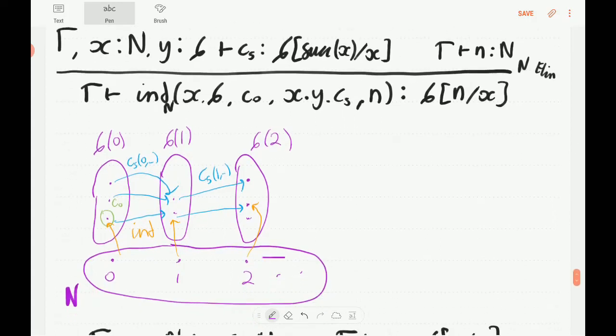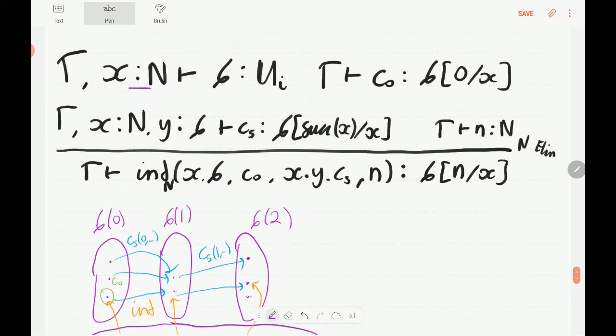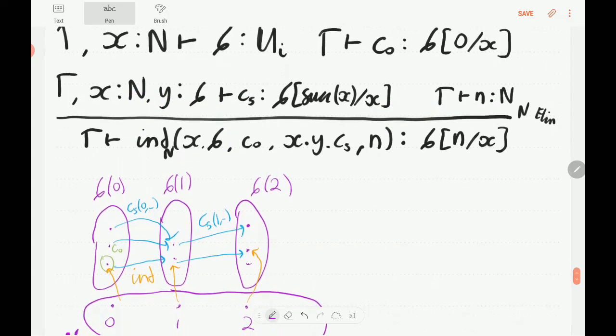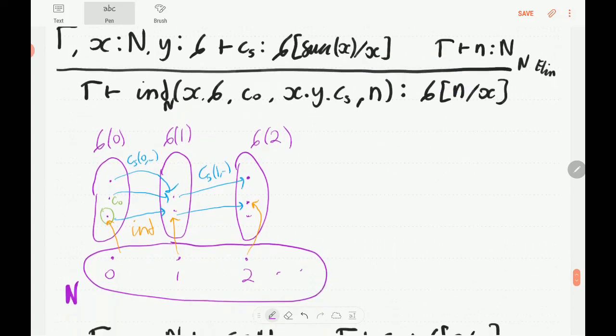And so what this is saying is that if we have a proof c naught of zeta of zero, and also we have a way of showing that a proof of zeta of x gives us a proof of zeta of x plus one, then by induction over the natural numbers, we can prove zeta of n for every natural number n.